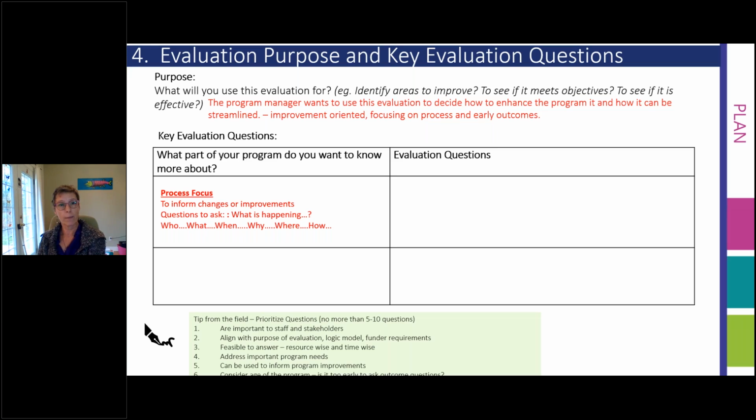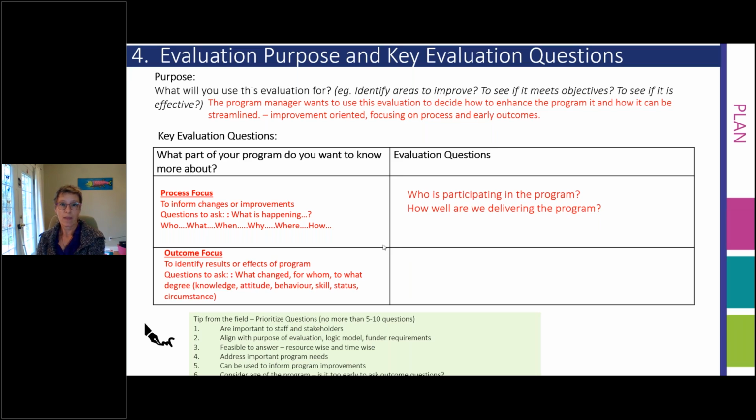Then there might be an outcome focus, and that's to see how effective the program is in achieving the different changes. Maria? And then the outcome: to identify results or effects of the program, what changed for whom, to what degree.